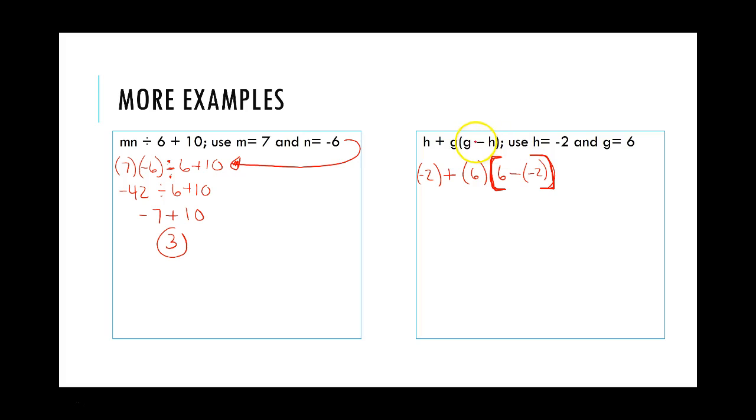But if the expression calls for a subtraction, but then you're adding in a negative, make sure you have 2 there. So this is -2 plus 6, and then 6 minus a -2. 2 negatives right next to each other make a positive. So that's 6 plus 2, which is 8. And that would give me 48 for that multiplication that has to come before the addition, which gets me 46 in the end.